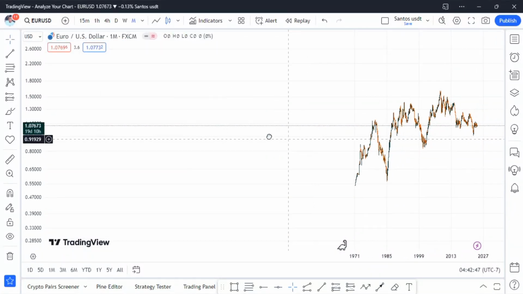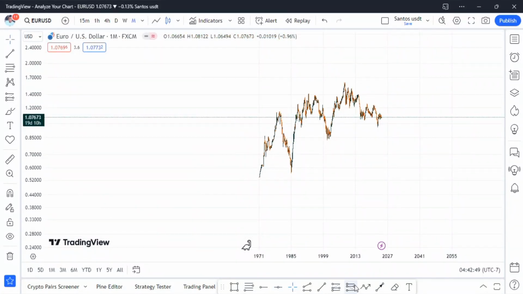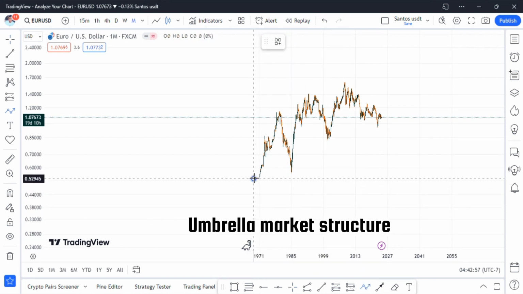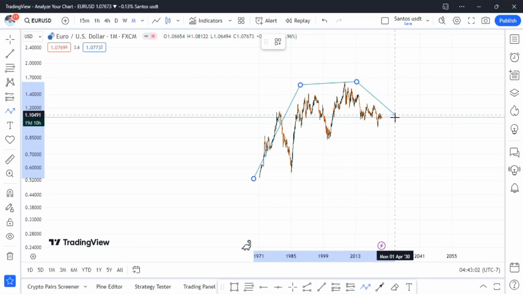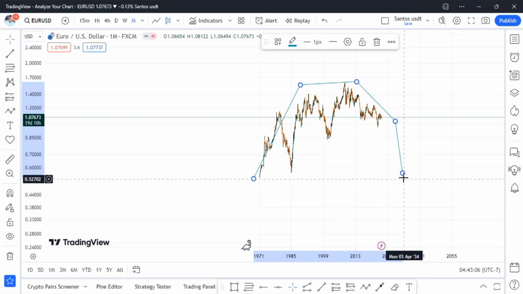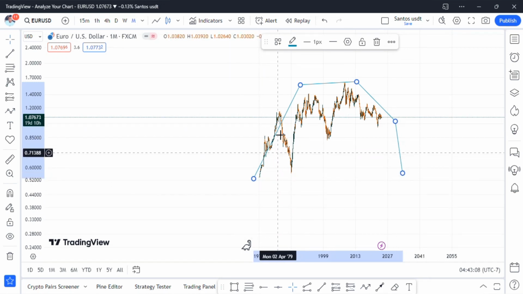As you can see, I think EUR/USD is currently forming an umbrella to me. What I mean by umbrella is like this: I'm going to go all the way up and come back down to this point. As you can see, it's creating an umbrella for me. This is an umbrella going towards down.